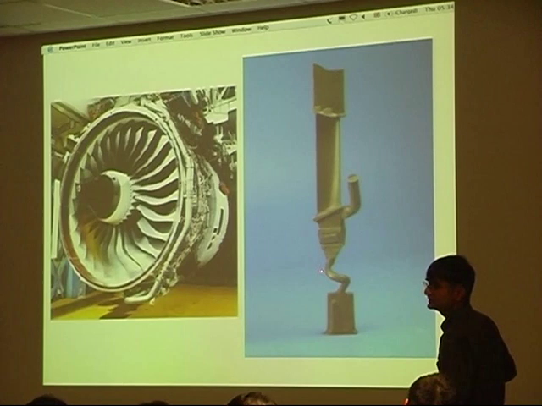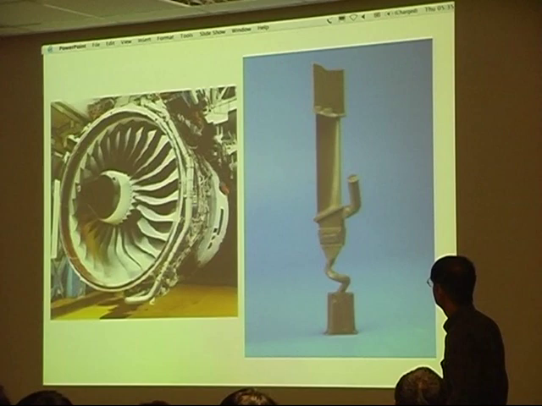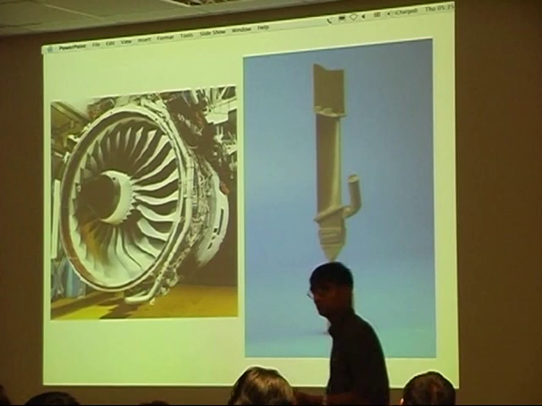And that crystal then grows into a single crystalline blade. So this is as much a crystal as these crystals. It just has a shape which is that of a turbine blade.